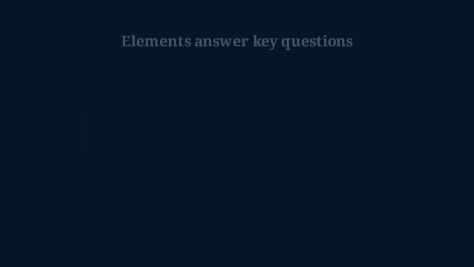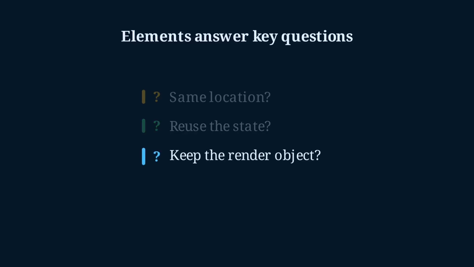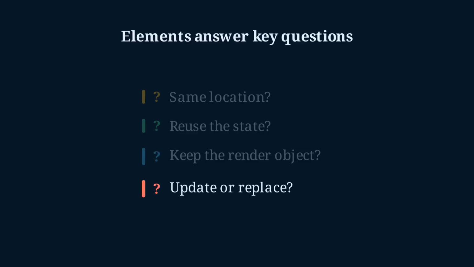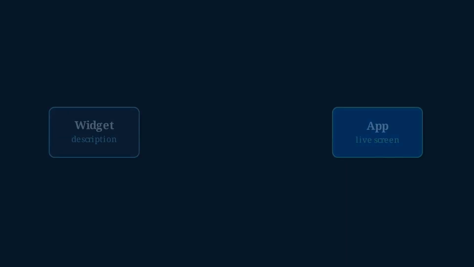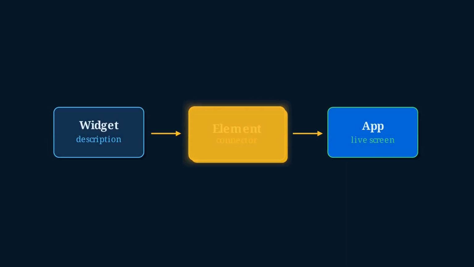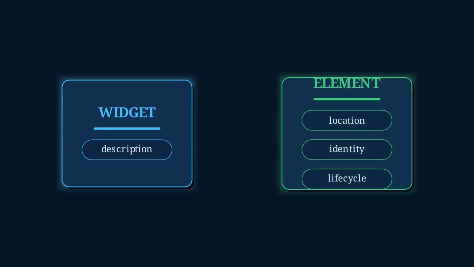They help Flutter answer important questions. Is this new widget replacing the old widget at the same location? Can I reuse the same state? Can I keep the same render object? Should I update this part or remove it and create a new one? This is why the element tree is so important. It connects the temporary widget descriptions to the live running app. So we can say, widget means description. Element means location, identity, and lifecycle.